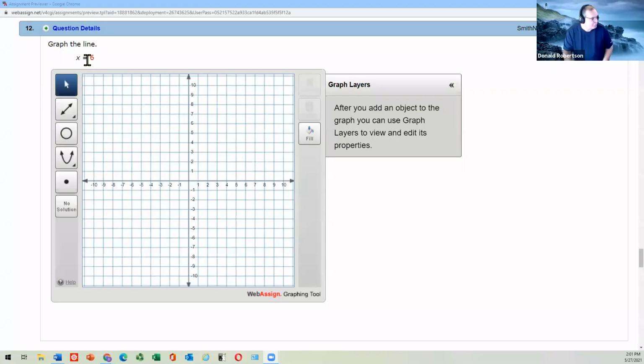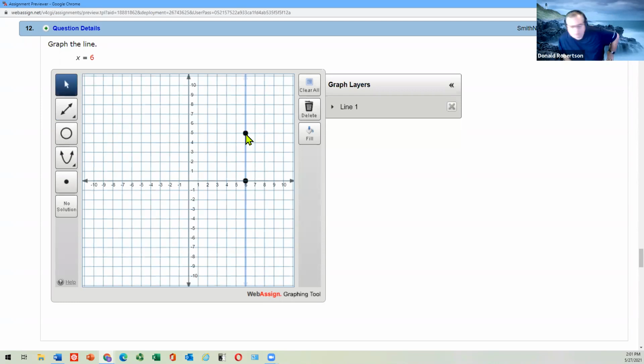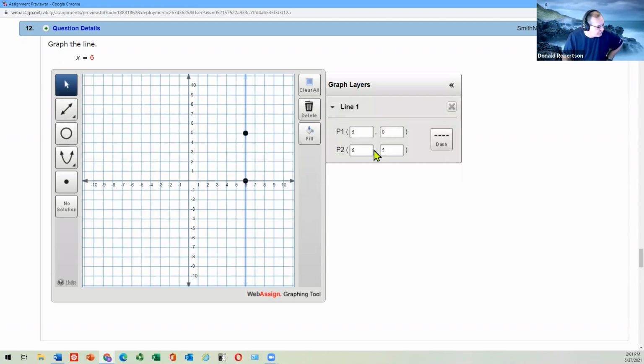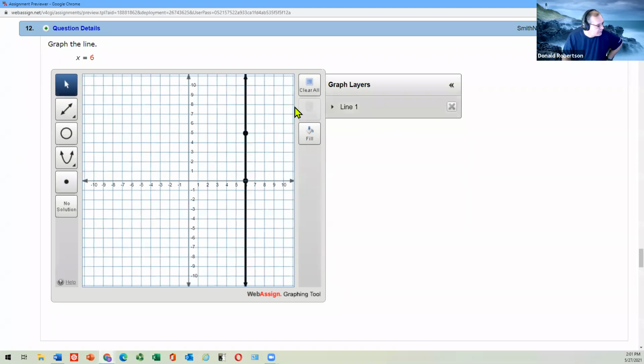Let's have a look at how that would work in WebAssign. Suppose you want to graph the line x equals 6. Well, pick a point like (6, 0), and pick a point like, I don't know, (6, 5). There you go. That's pretty easy, right? (6, 0), (6, 1), (6, 2), whatever you like, 6 something. Plot your other point. I picked (6, 5) because I wanted to show you the coordinates. There they are, (6, 0), (6, 5). Vertical line.